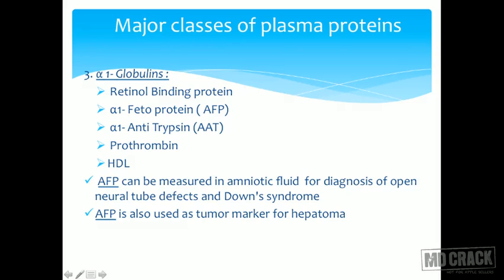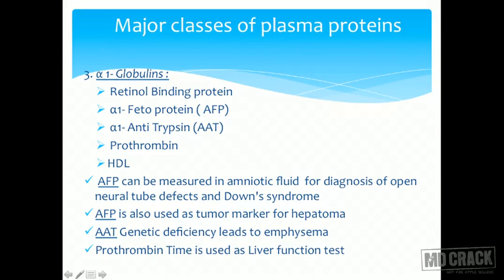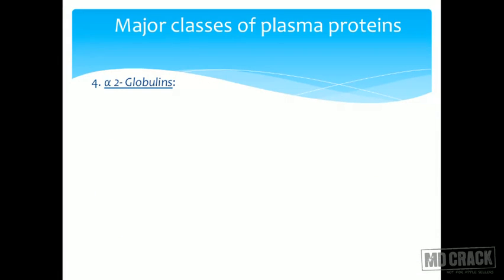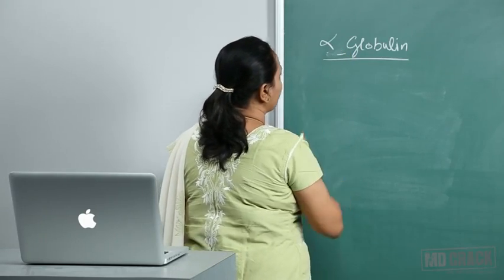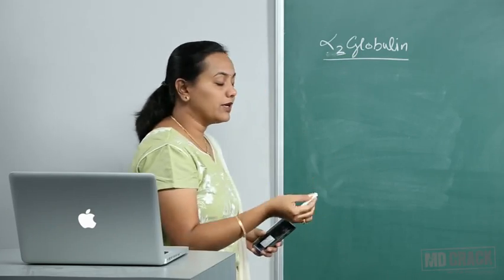Normally, hepatic cells will not secrete alpha fetoprotein, or even if secreted, the levels are very low. But in case of a tumor, a hepatoma, the alpha fetoprotein levels are increased. I have already told you about alpha 1 antitrypsin, whose genetic deficiency leads to emphysema. Prothrombin time is used as a liver function test. So we go on to the next category, that is alpha 2 globulins. Again, as I said, this is important from an exam point of view. The minute I say alpha 2, you need to know which are the proteins.